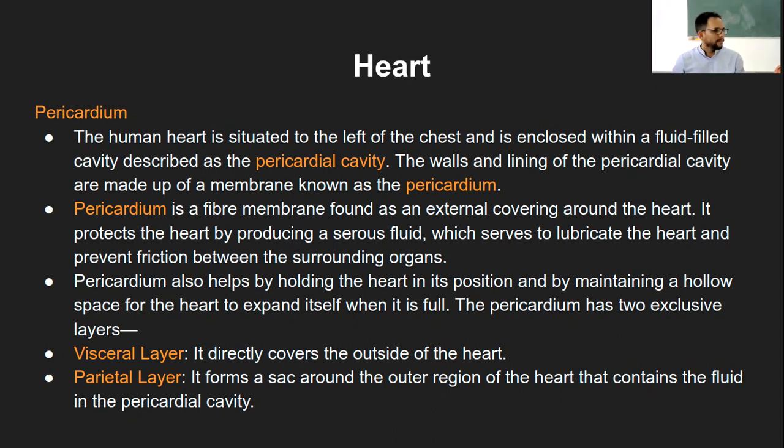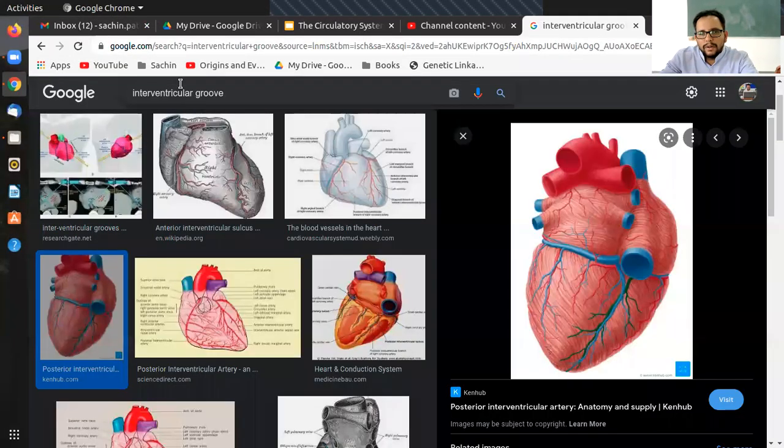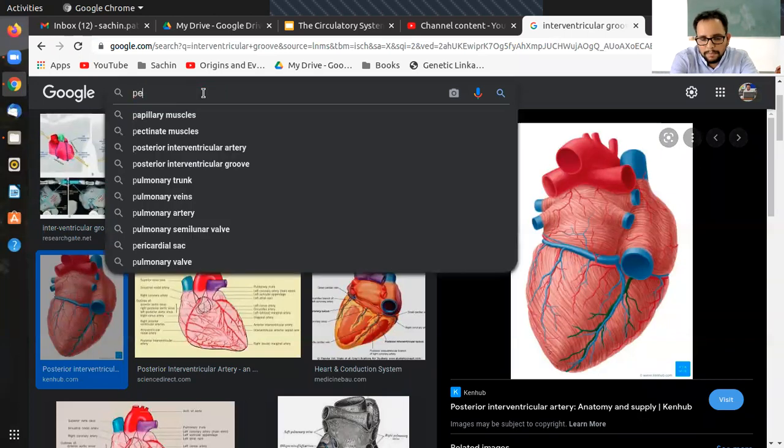Is there a picture of the pericardium structure? Yes, that I can show you. Pericardium structure.